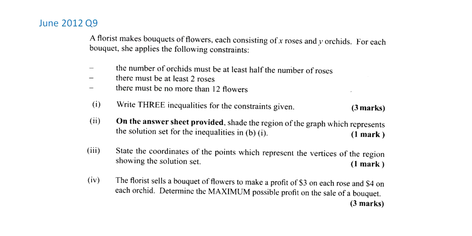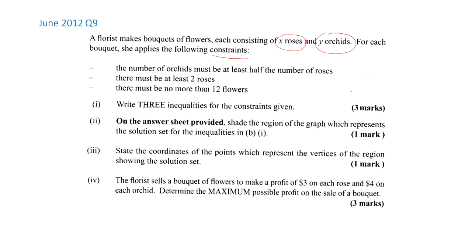So let's start with our first example here, and this is from the June 2012 paper, question 9. With linear programming, we can use this technique to determine how to maximize profit for a particular organization, or how do we reduce cost. All right. So in this example, a florist makes bouquets of flowers, each consisting of X roses and Y orchids, right? For each bouquet, she applies the following constraints.